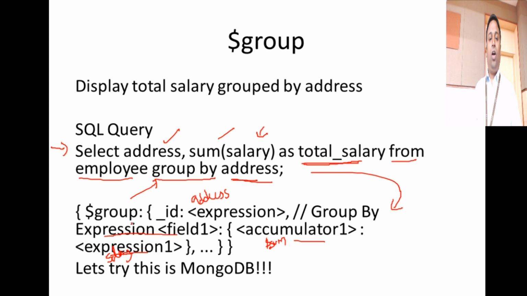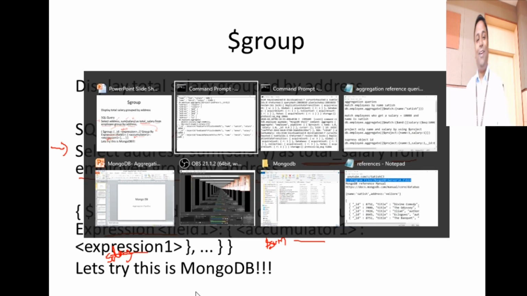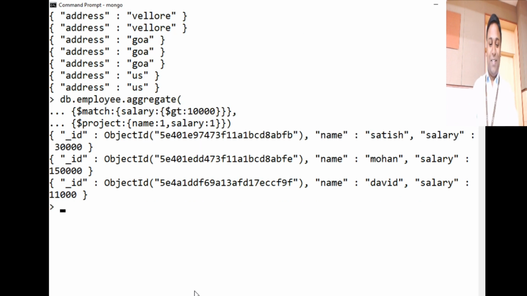It's nothing but $group. The ID is address, comma. This is the output, total salary, colon. The accumulator function is $sum, colon. On which field are we going to accumulate? Salary. That's it. So let's try this in MongoDB. Let's see whether I am successful with this.